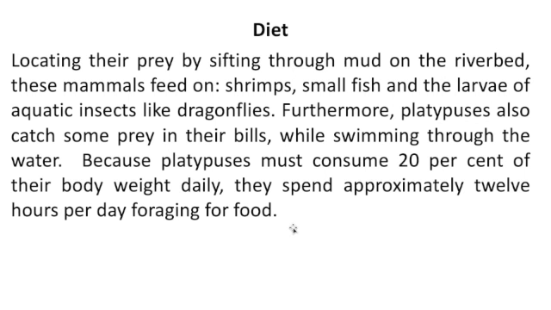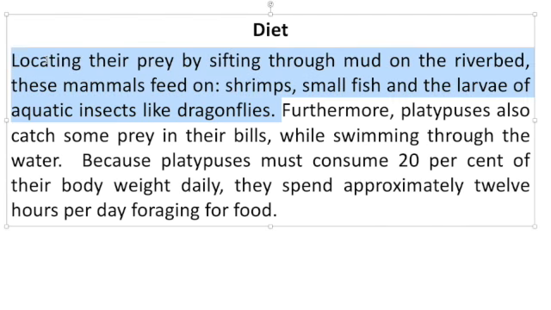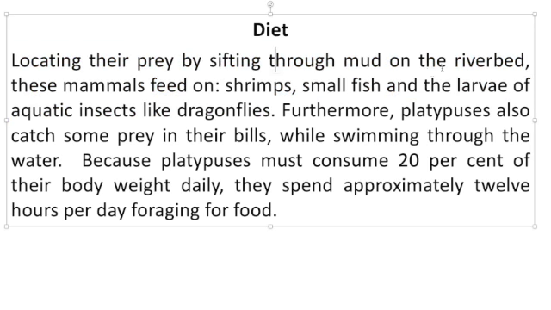Locating their prey by sifting through mud on the riverbed, these mammals feed on shrimps, small fish and the larvae of aquatic insects like dragonflies. So let's take a look at this very long sentence. At the start, we have a fronted adverbial, locating their prey by sifting through mud on the riverbed. We could change this for any animal really. Locating means finding. So basically finding their prey by sifting through mud on the riverbed.